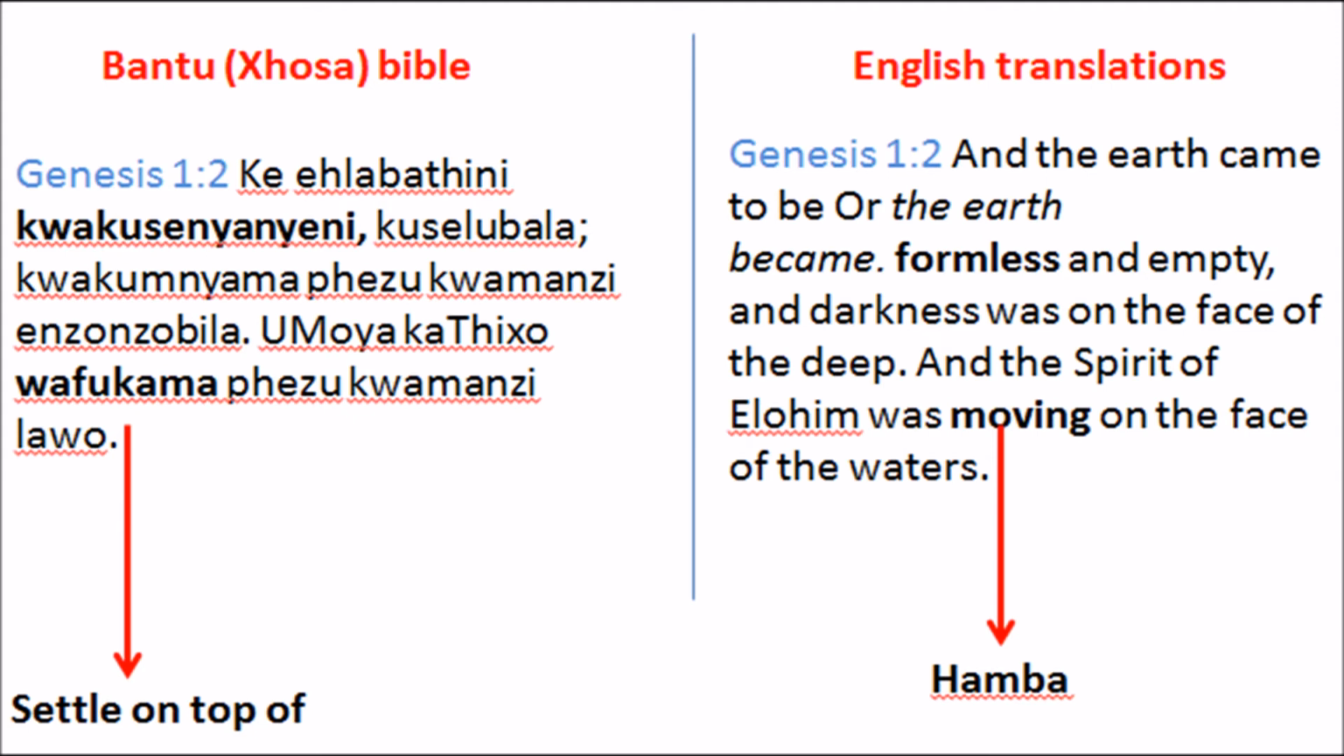So now he says here, moya kaThixo wafukama phezu kwamanzi lawo, like the Spirit of the Father sat on top of the waters. Remember the waters that were on earth before in the original creation in Genesis. So it says the Spirit of the Father sat on top of those waters. Okay, fukama, that's the word used.